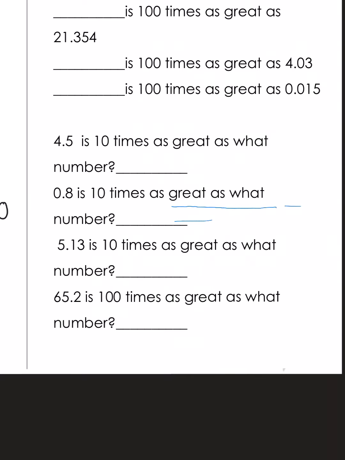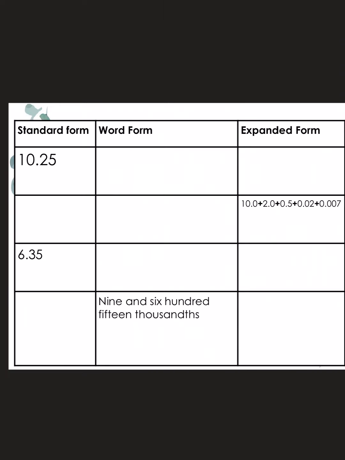In the next section, these questions should be read as 4.5 is 10 times greater than what number? So that's telling me that 4.5 is the larger number and I need to find the smaller number. In order to find the smaller number, I need to move my decimal to the left, just one time because it only says that it's 10 times greater. I rewrite my decimal and I have 0.45.